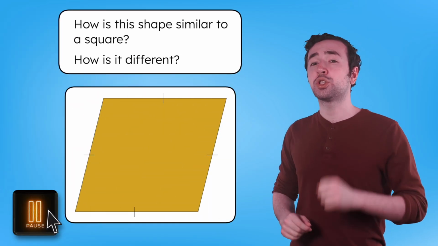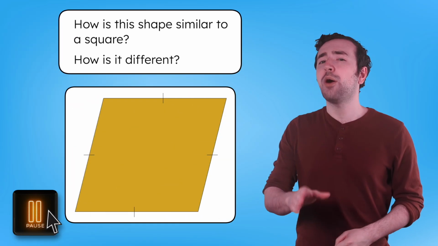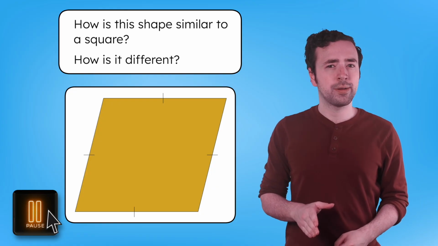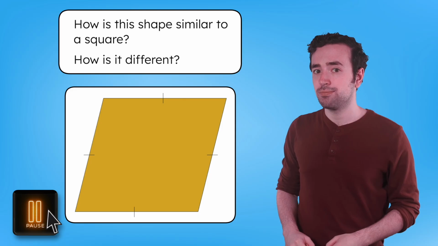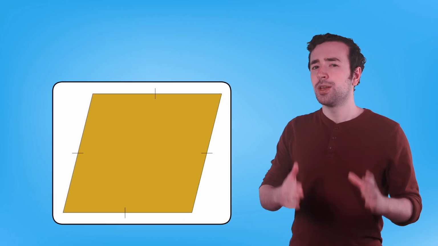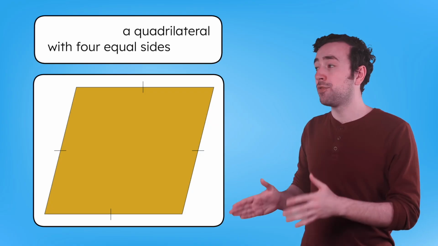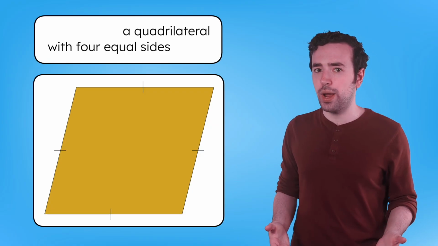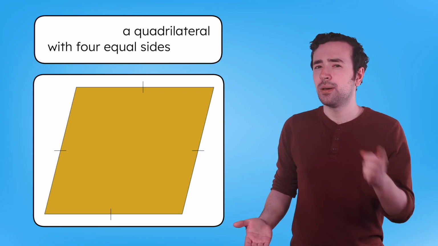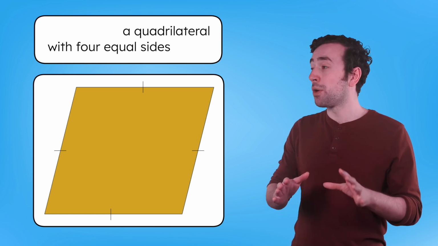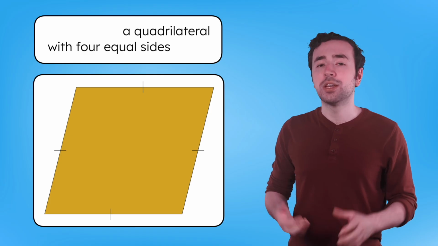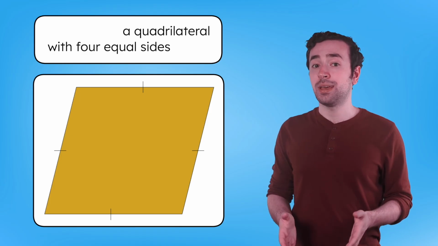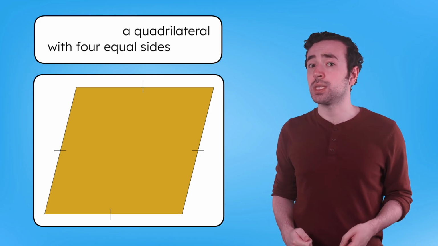Pause the video and observe the shape carefully. How is it similar to a square? How is it different? Record your thinking in your guided notes. You might have noticed that this shape has 4 equal sides, just like a square. That's something they have in common. But what's different? Even though the sides are equal, we don't see right angle symbols in this shape, so it's not a square. It has acute and obtuse angles instead.